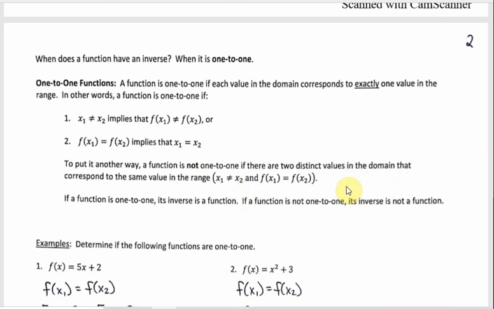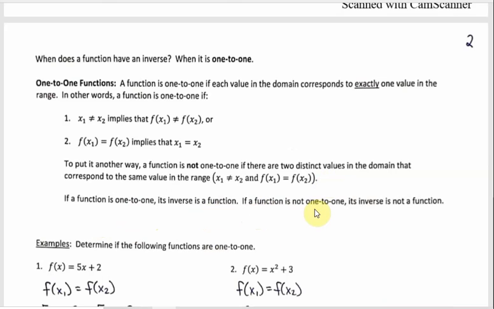The easiest example of something that's not one-to-one is a parabola, like y equals x squared, or f of x equals x squared. Because then f of 2 is 4, and f of negative 2 is also 4. So something like that would be a function that's not one-to-one. And if you have a one-to-one function, it's got an inverse, which itself is also a function.